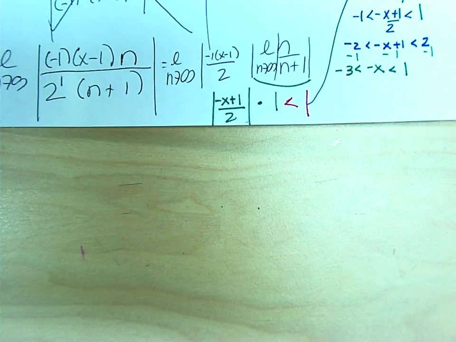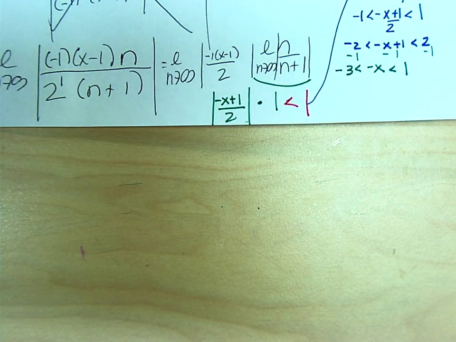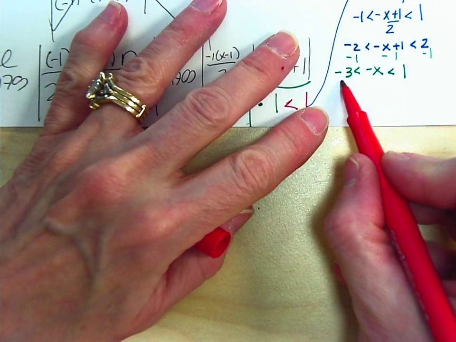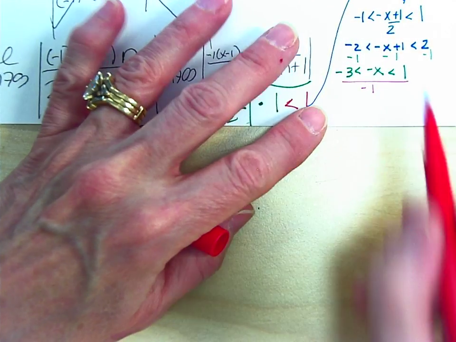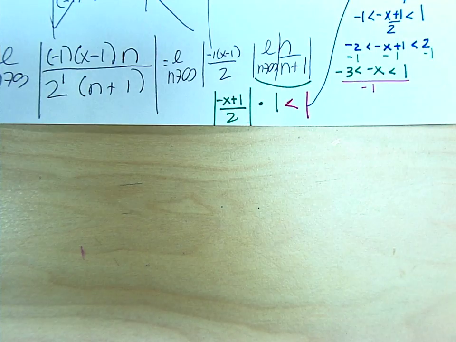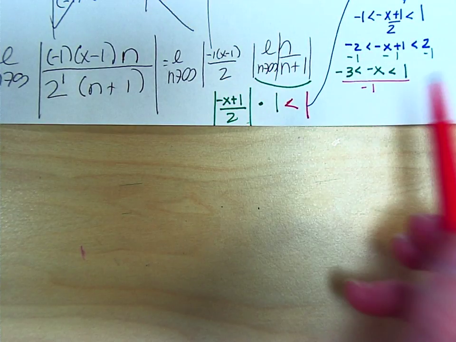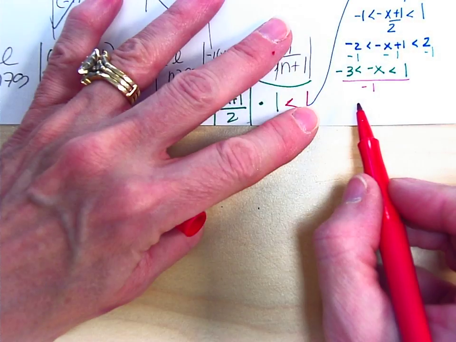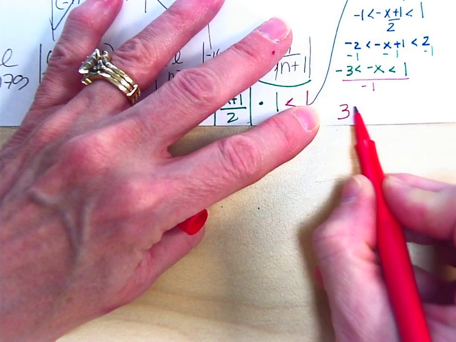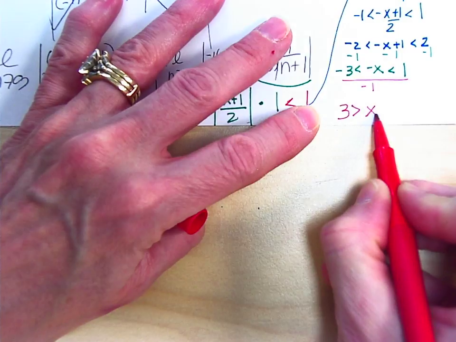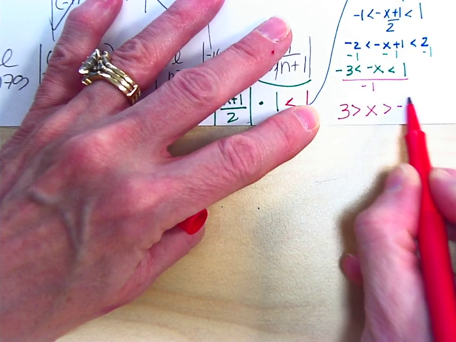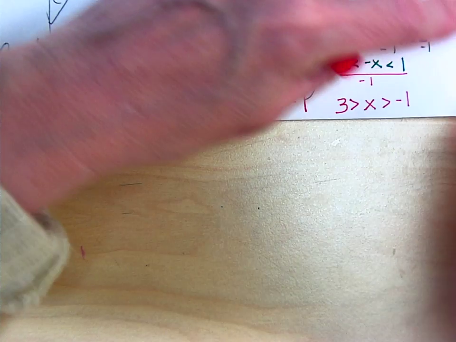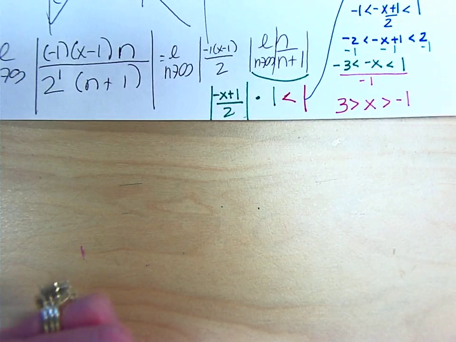And now, in order to get x by itself, I have to divide everything by minus 1. And if you remember your rules of inequalities, anytime you multiply or divide by something negative, you have to flip your sign. So this becomes 3 is greater than x is greater than negative 1. So this is our interval of convergence.